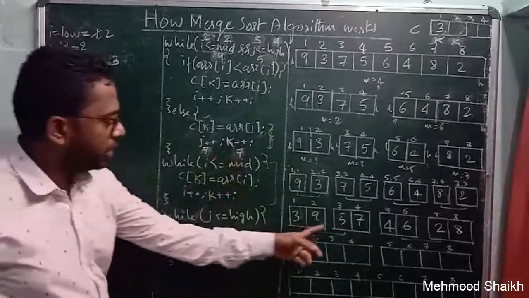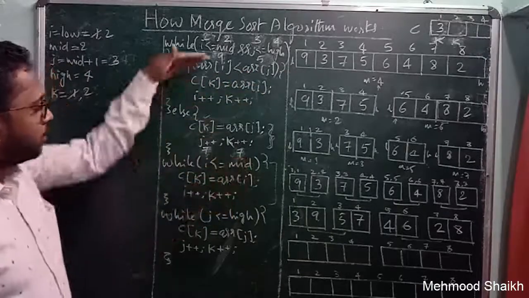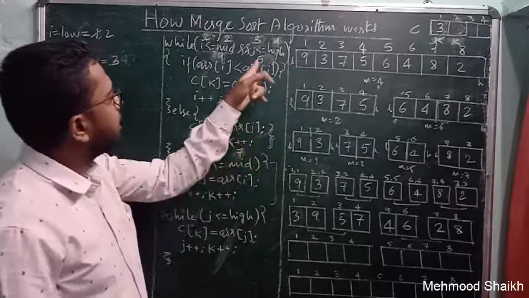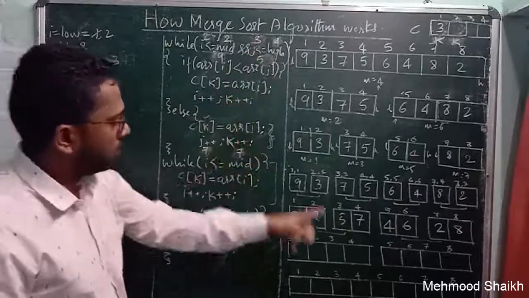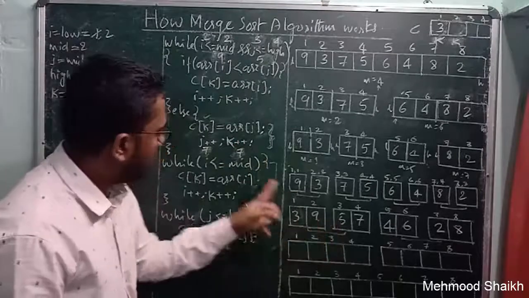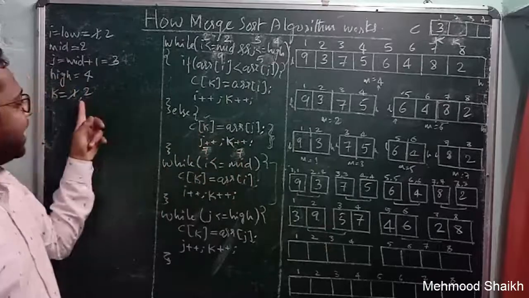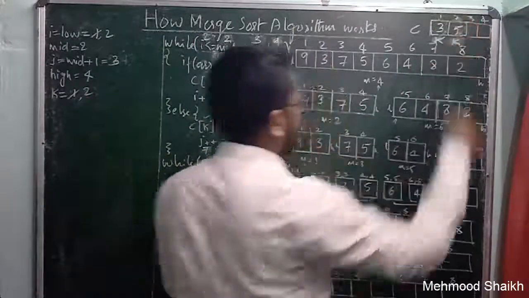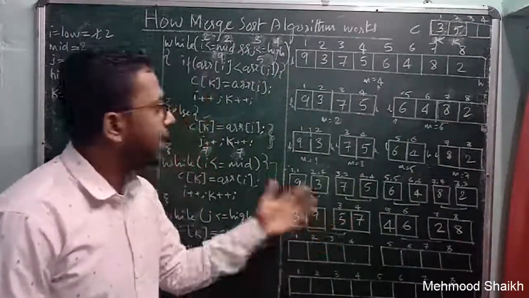So now we will compare these two elements. Is 9 less than 5? No, 9 is not less than 5. So we will come inside this else part where we will pass array of j. j is 3, array of j is 5. We will pass this 5 to the second index of the C array. Now you can see our elements are getting sorted.